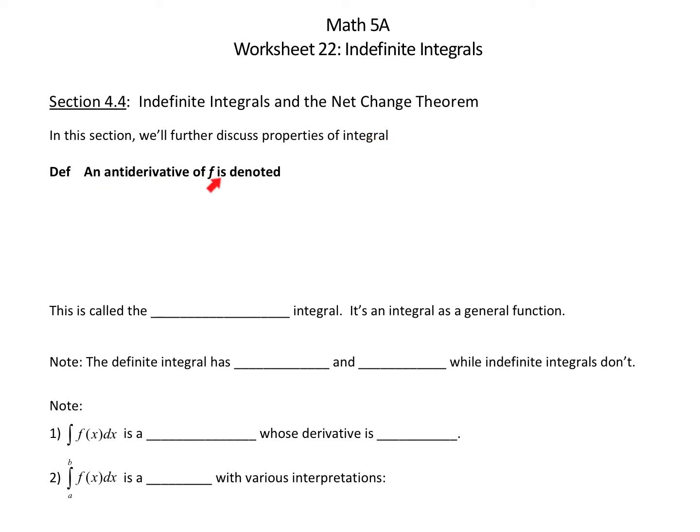The antiderivative of f is denoted by, now we can use the fact that the integral is the antiderivative, so I can just write it like this. Notice that I'm not writing any number on the top and bottom. When I write it like this, it is saying this is the antiderivative of f. So instead of saying antiderivative of f, I'm just going to use this integral notation, because that happens to be the antiderivative. This is called the indefinite integral.